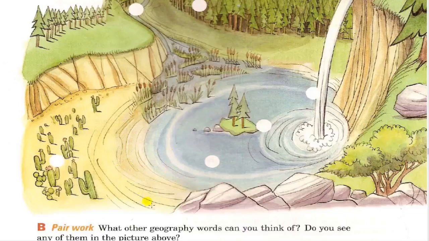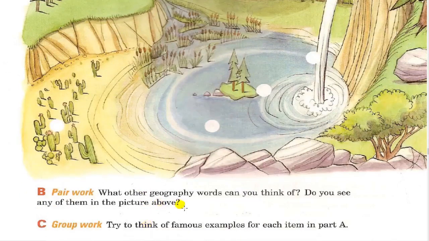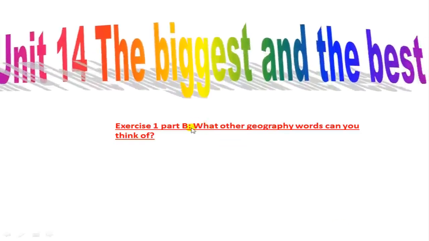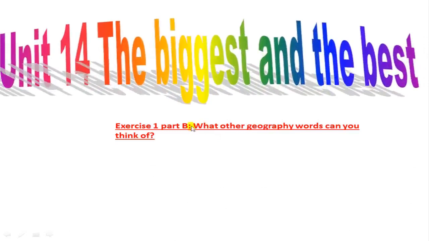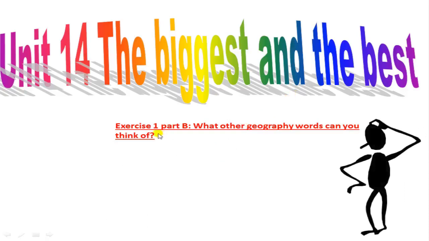So for number B, we will give you different words with their pictures. Unit 14, the biggest and the best. Interchange 1, Unit 14, third edition. Exercise 1, Part B. What other geography words can you think of?